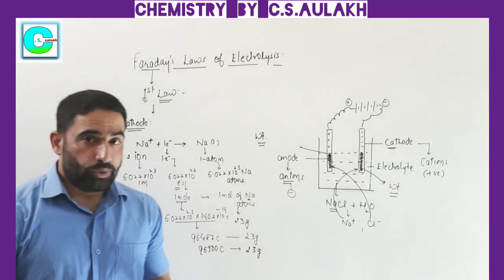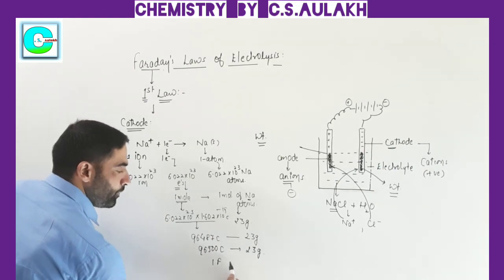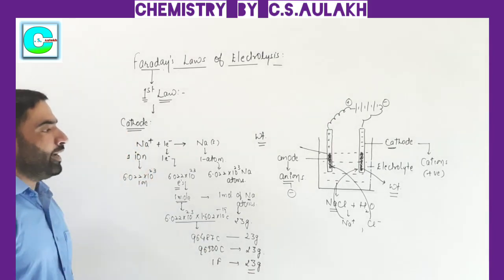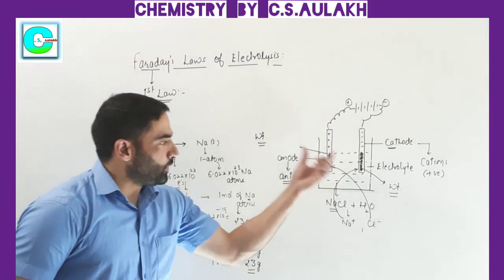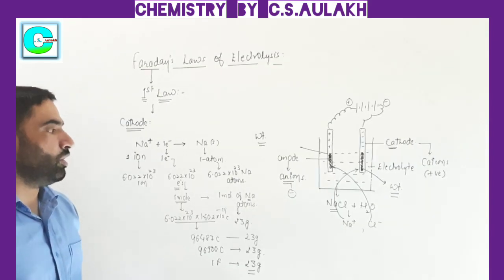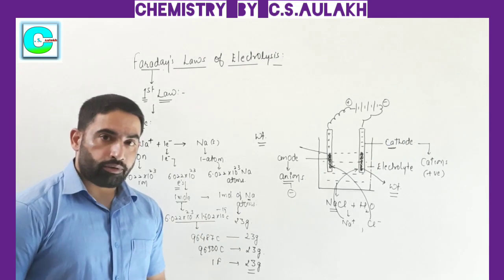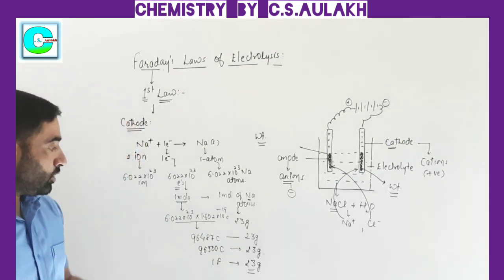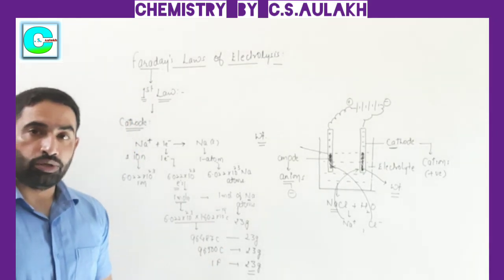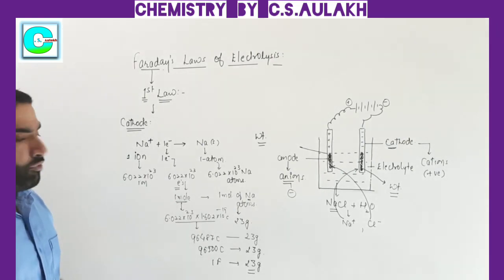This 96500 coulomb is also called 1 Faraday. So 1 Faraday deposits 23 gram of sodium over the surface of cathode if we pass electricity through the aqueous solution of NaCl. Similarly, if we double this quantity of electricity, that is we pass 2 Faraday, then there is a deposition of 46 gram of sodium, and so on. You can calculate.